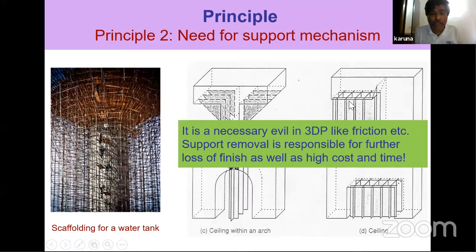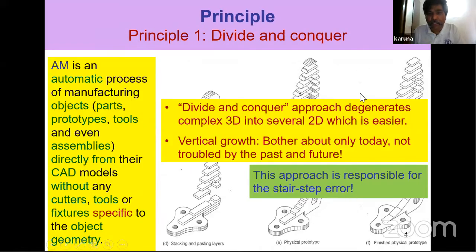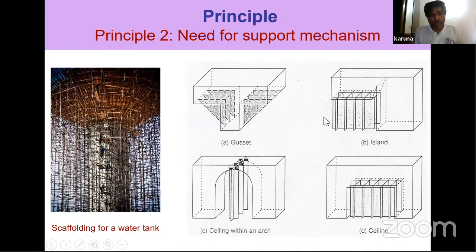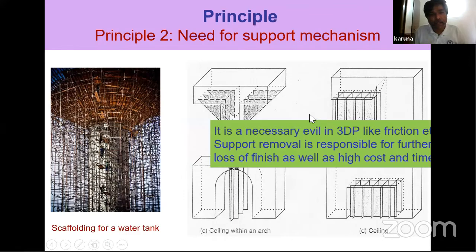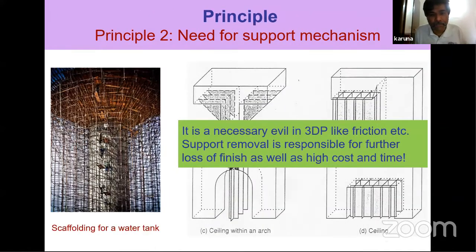So there are two sources of surface finish error in 3D printing. One is because of the stair step approximation. The other is because of the removal of the support. But this is tolerable because we get the whole process automatic. Okay, so that is about the principle of 3D printing.